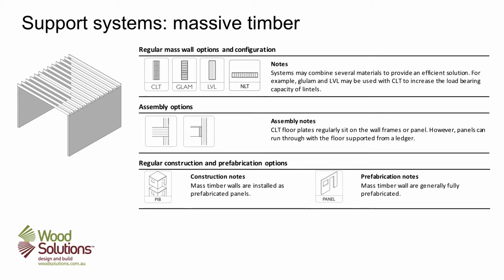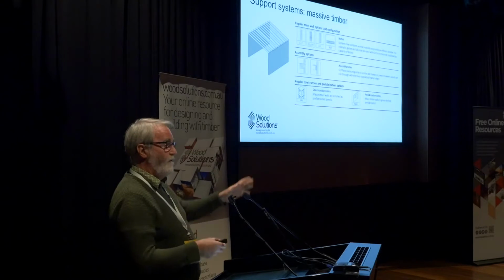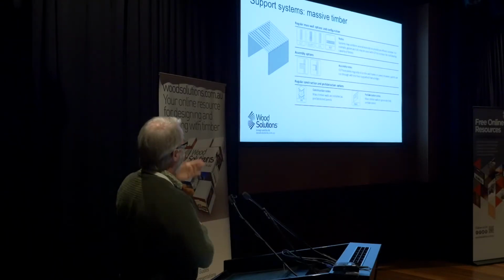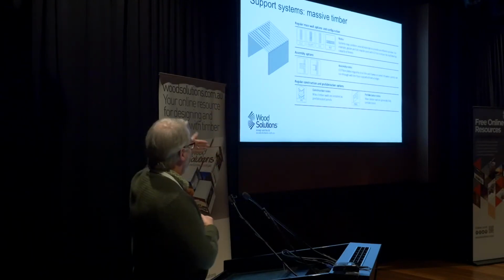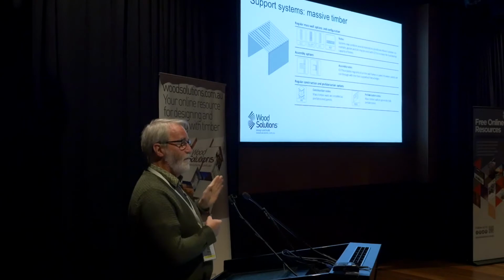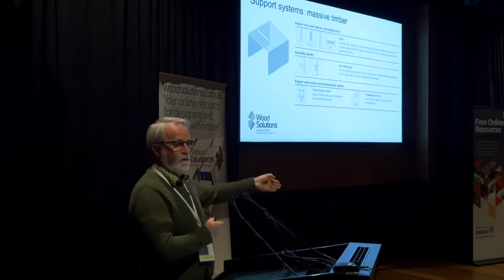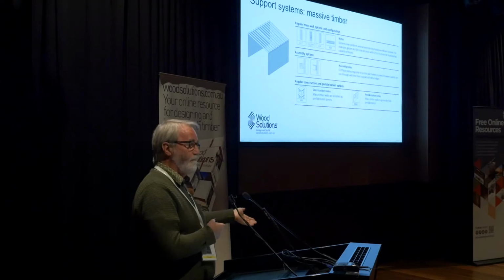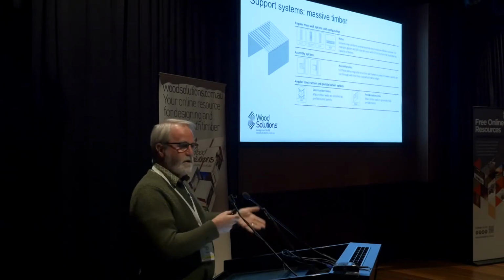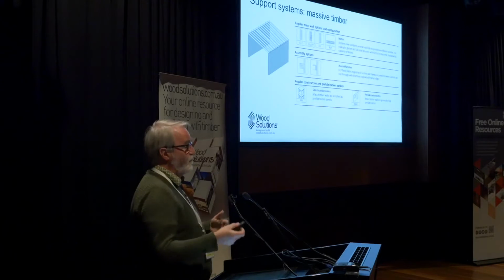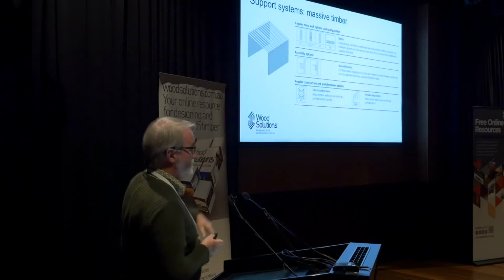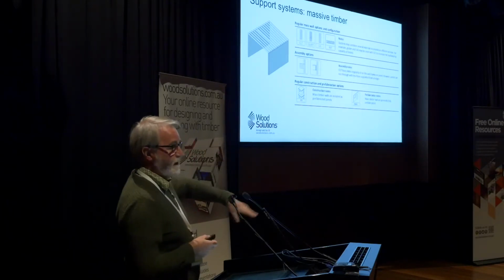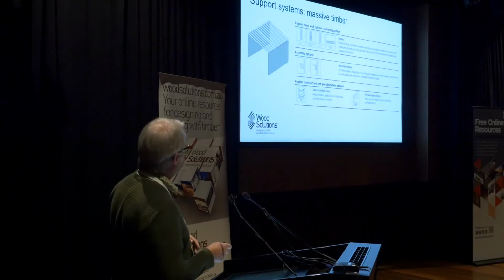You can also see at the bottom that we've got regular construction and prefabrication options. So obviously, if you pick a particular system like CLT or LVL and you've got a massive timber system, it leaves it open for you to prefabricate the building in a different way than if you've picked something like a stud wall frame or a stick build. So certain things lend themselves to prefabrication more than others. We're noting there at the bottom the prefabrication and construction options that become available, and they're explained in a bit more detail later on.